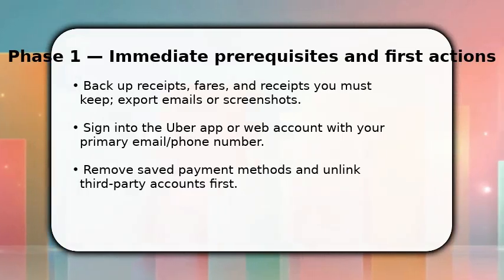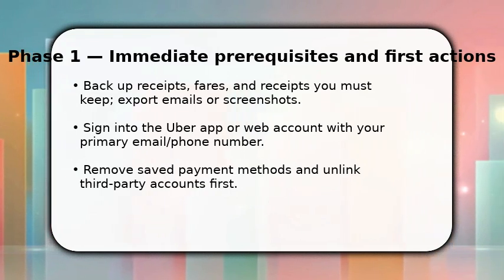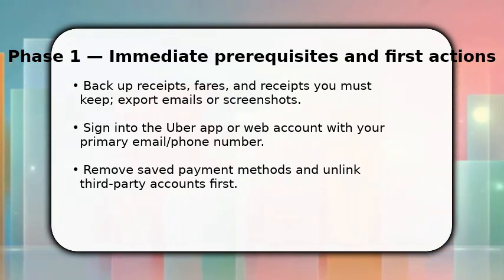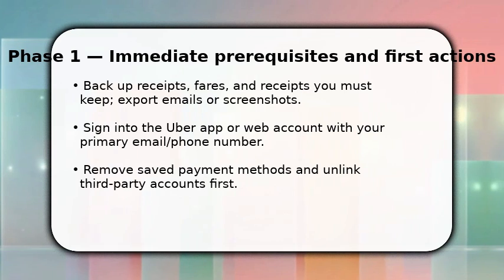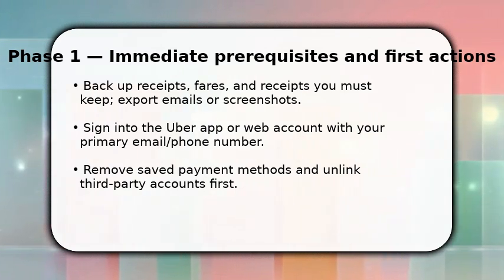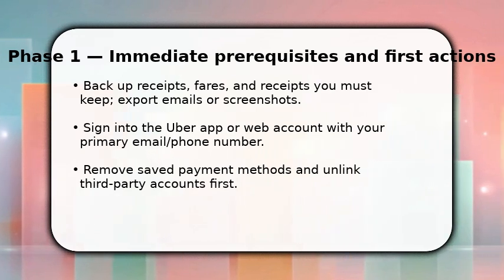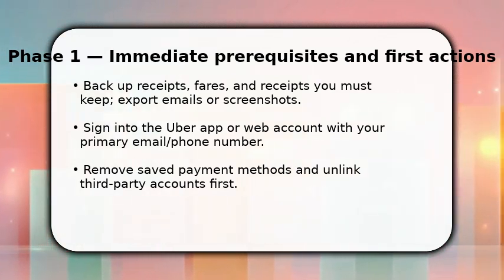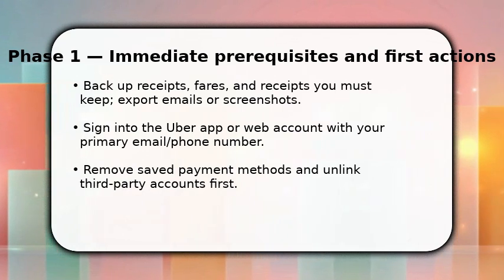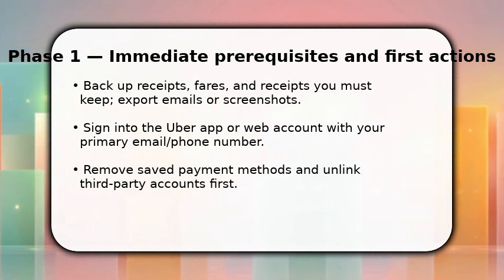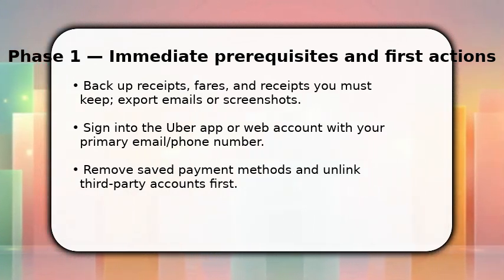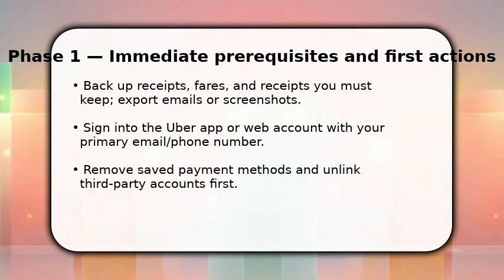You begin by making a deliberate copy of anything you might need: receipts, driver contacts, or business records. Once done, open the Uber app or sign in at the web portal using the main email or phone number tied to your account. Make sure to remove saved payment methods and unlink third-party services so there's nothing attached. This is necessary because the only way to remove trip history is to delete your account, and you want to keep what you still need before you proceed.